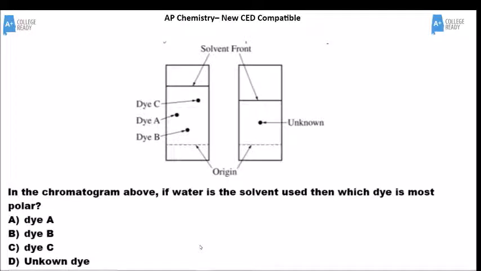So here's a sample question. If you dipped them both in water and they moved up, then which dye is the most polar? Is it C, A, or B? Well, you might think it's C, but before we think it's C, let's ask ourselves this very important question. Notice that the solvent front at the very top is not the same distance. So the solvent went farther in the piece of paper on the left and not as far in the piece of paper on the right.